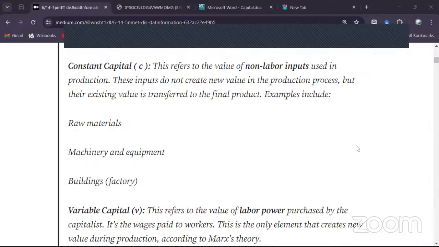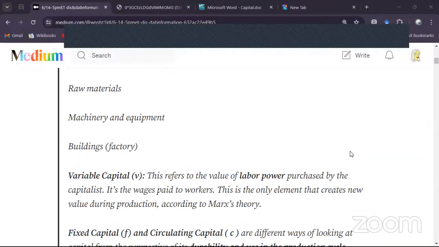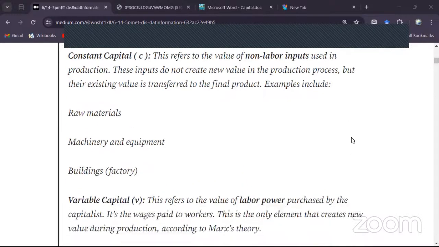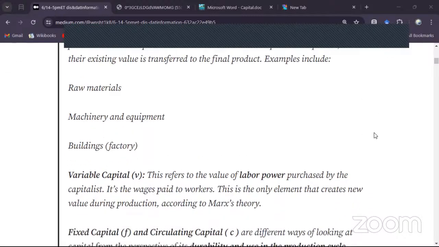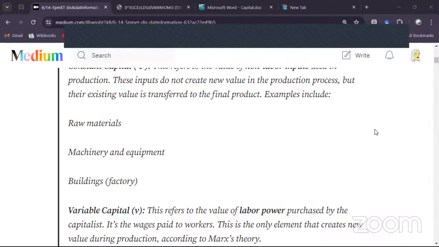Now contrast that with, and we're looking at these in pairs, so note that we have constant capital and variable capital. This is the first pair. The second half of the pair is variable capital, V, that's V as in Victor. This refers to the value of labor power. And we've talked about this before from volume 1. Labor power. It's not labor itself, but the value of labor power.